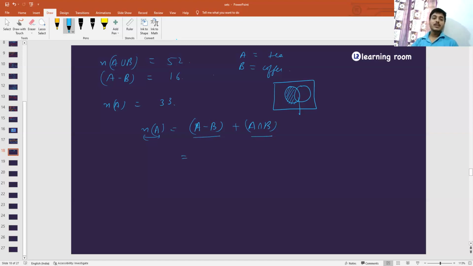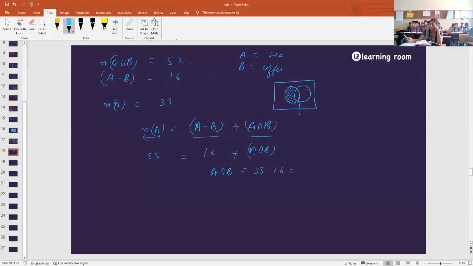So A minus B was what? A minus B was 16. A intersection B was what? A intersection B, we don't know. All of A we know, 33, plus A intersection B. From there we can get the intersection part. So A intersection B is what? 33 minus 16, that is 17. So first part of the answer is 17.